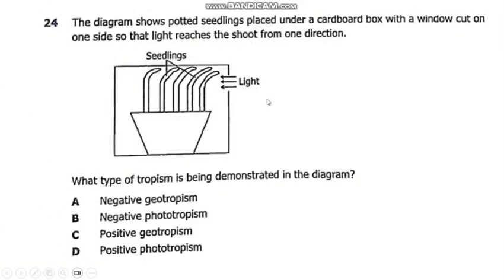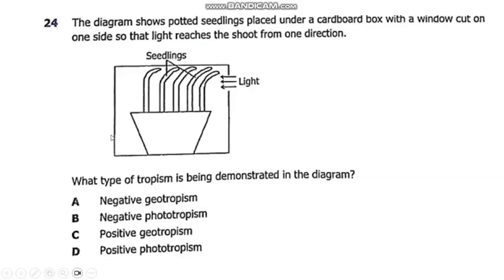The question reads, the diagram shows potted seedlings placed under a cardboard box with a window cut on one side so that light reaches the shoot from one direction. So this is the potted seedlings placed under a cardboard box with the window cut on one side so that light reaches the shoot from one direction. So what type of tropism is being demonstrated in the diagram? A. Negative geotropism. B. Negative phototropism. C. Positive geotropism. D. Positive phototropism.